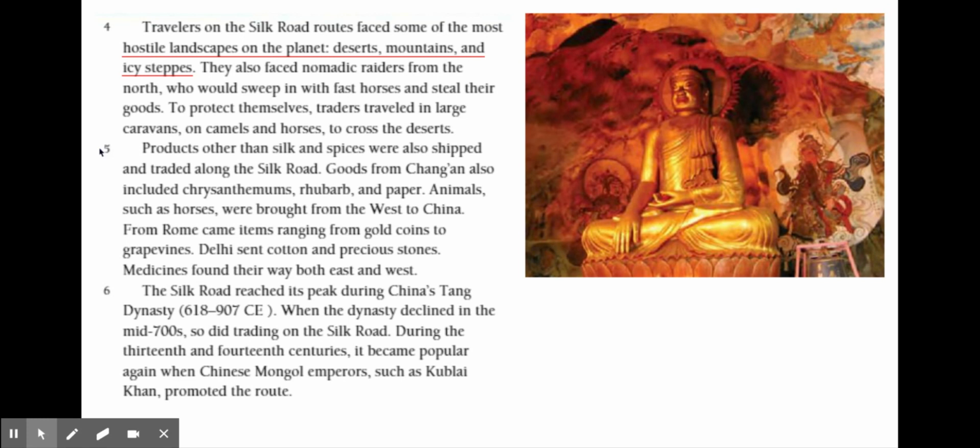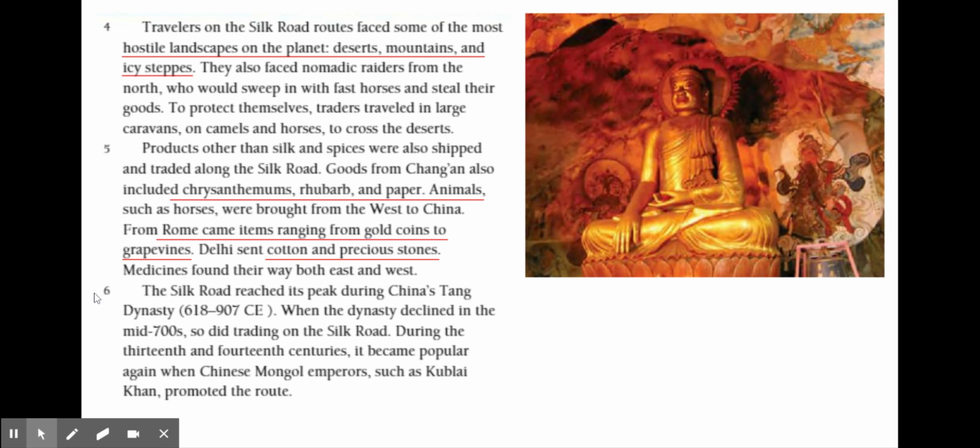Products other than silks and spices were also shipped and traded along the Silk Road. Goods from Chang'an included chrysanthemums, rhubarb, and paper. Animals, such as horses, were brought from the west to China. From Rome came items ranging from gold coins to grapevines. Delhi sent cotton and precious stones. Medicines even found their way both east and west. Wow, are you guys seeing all these different items that were traded on the Silk Road?